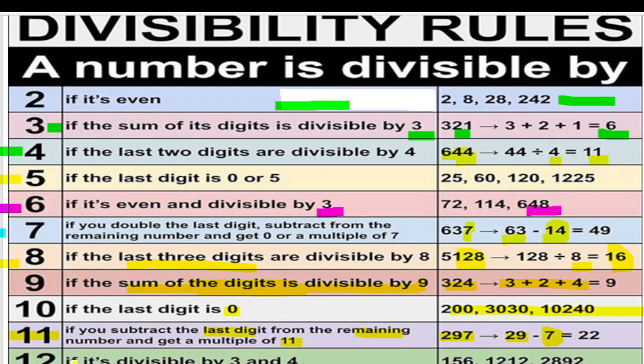A number is divisible by 12 if it's divisible by 3 and 4, like 156, 1212 and 2892.